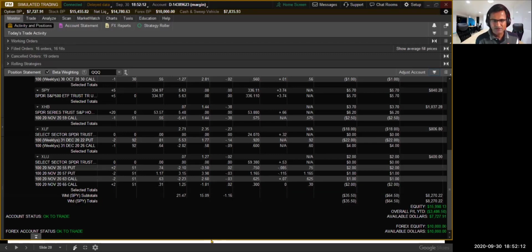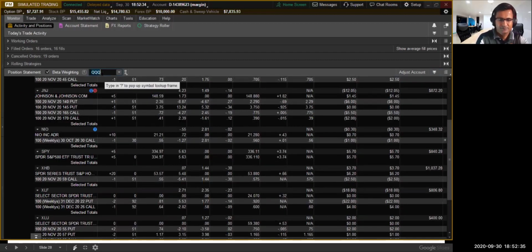So I will look at my overall portfolio, because I win on some trades and lose on some trades. Overall, I should be concerned about how I'm doing on the overall portfolio. So that's why I keep an eye on the overall portfolio weighted delta.